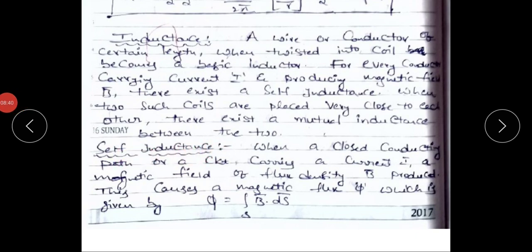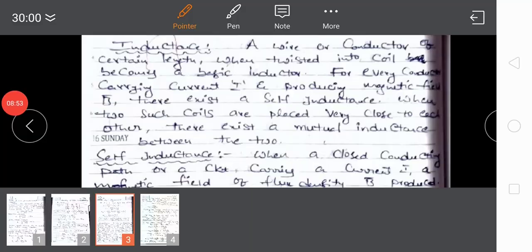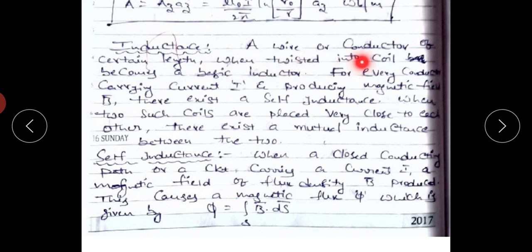Self-inductance is represented by L, mutual inductance is represented by M. Self-inductance and mutual inductance units are the same, henries. Finally, we know that a wire or conductor of certain length, when twisted into a coil, becomes a basic inductor. If we connect an electrical supply across the inductor, it stores the electrical energy in the form of magnetic fields. That magnetic field of flux density B gives the magnetic flux of the inductor, phi equals surface integral B bar dot ds bar, and flux linkage psi equals N into phi. Self-inductance L equals flux linkages by current.